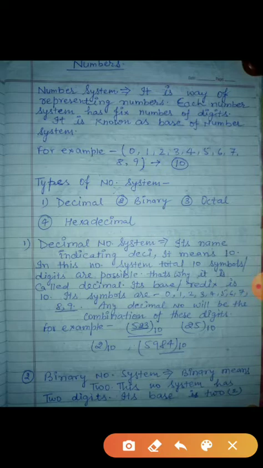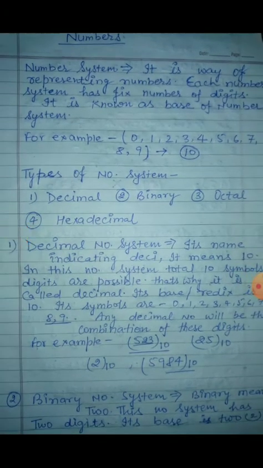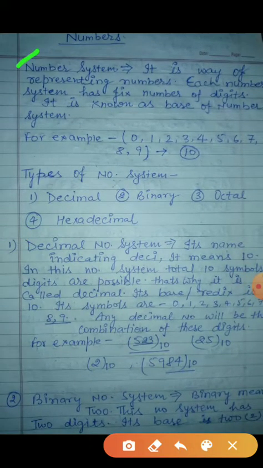Okay, so now your first chapter name is what? Number. In this chapter, different types of number systems are given. So first question here, what is the number system? Okay, so now pay attention here. So number system is what? It is a way of representing numbers.